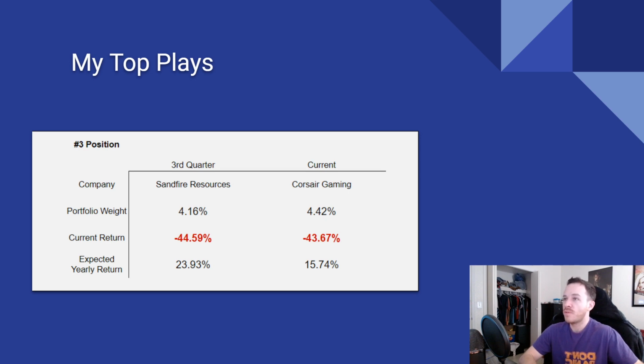There's just been movements in the overall positions at hand. The new third position is in fact Corsair Gaming. So Corsair dropped from the second to third. As I said, I didn't sell any shares, so it's really just a small readjustment based off of the movements of other positions.